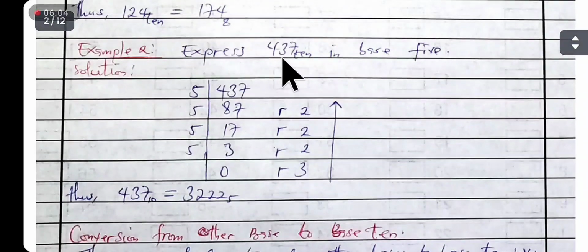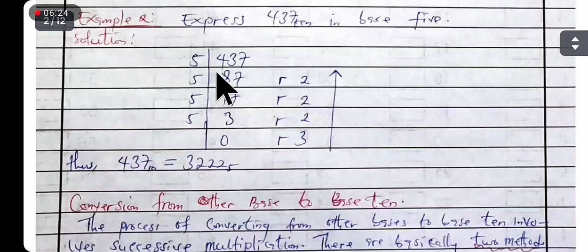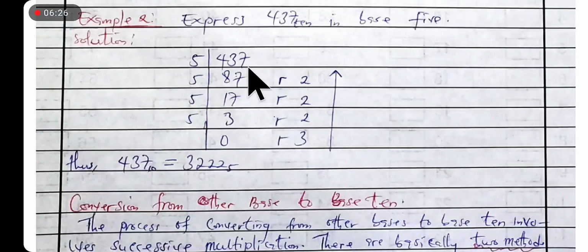Example 2, express 437 in base 10 in base 5. It's in base 10 already, and we express it in base 5. So the same method follows. You have 437 in base 10, and this is being converted to base 5. You are going to use 5 all through.